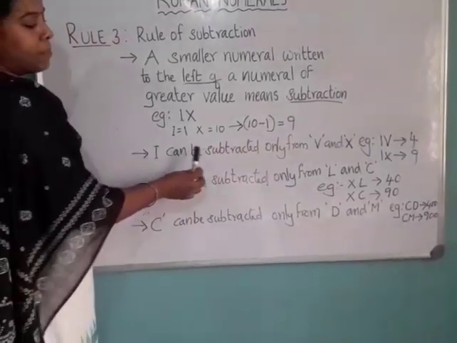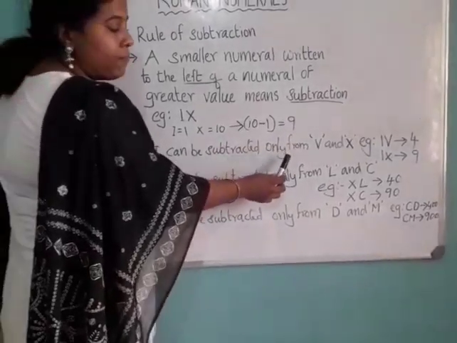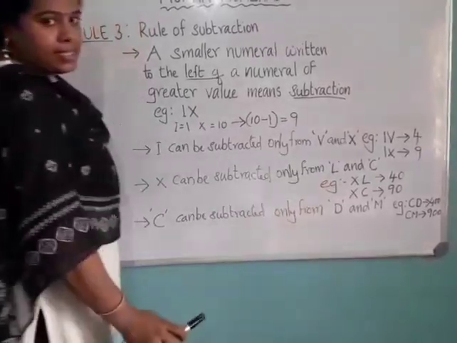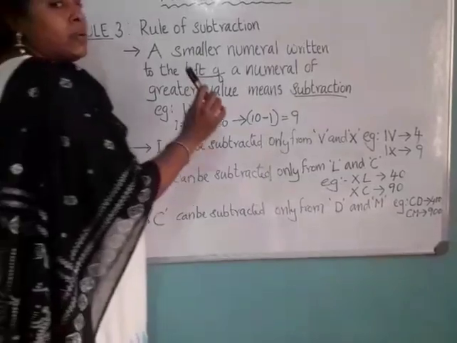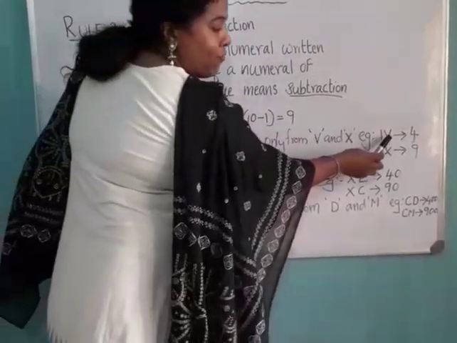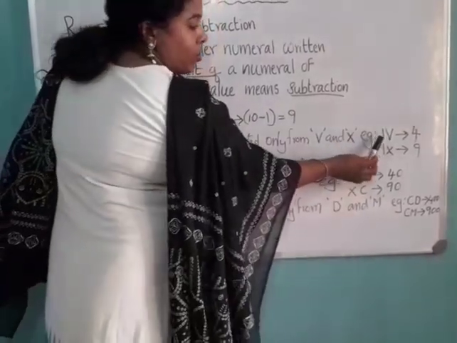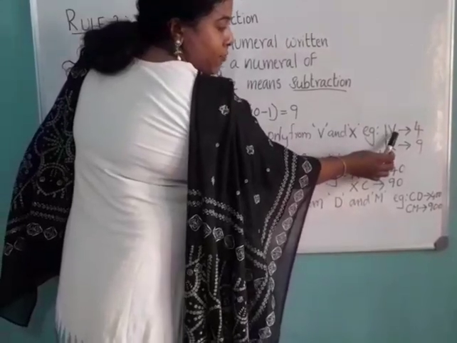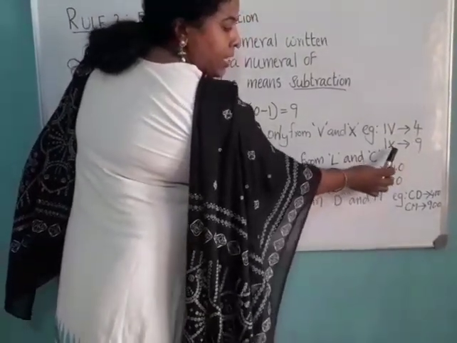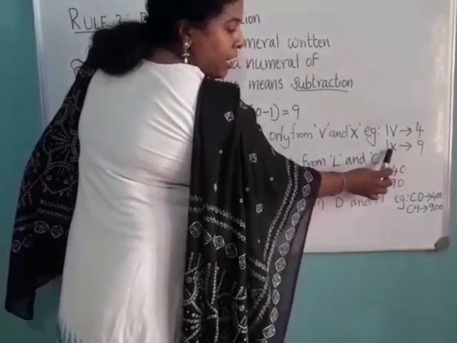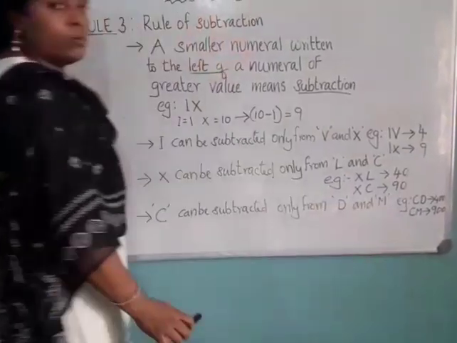Now the next rule is that I can be subtracted only from V and X. The symbol I can be written only on the left side of V and X. So IV is 5 minus 1, which is equal to 4. IX shows 10 minus 1, which is equal to 9.